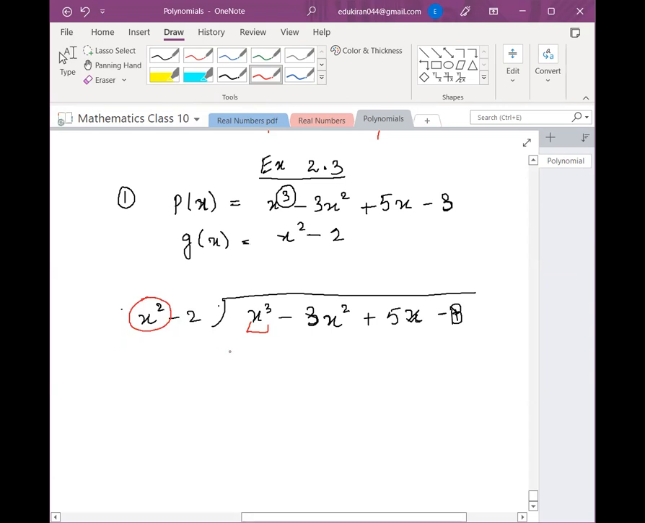If you are confused, you can check like this: you have x cube and you have x square here. Just divide, and you will get x. So x you have to use here. x square into x will give you x cube. Now you have minus 2. Minus 2 into x will give you minus 2x. This is the x term, so write it right below the x term, not under x square, otherwise you will get confused. Clear? Now, what do we do in simple number division? We subtract. The next step is to subtract. Clear?